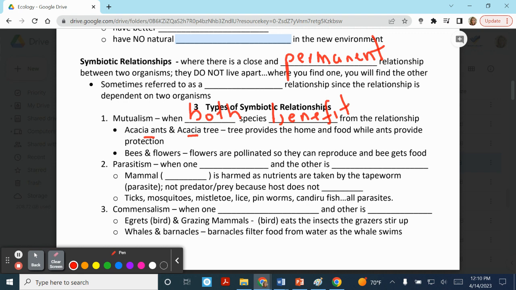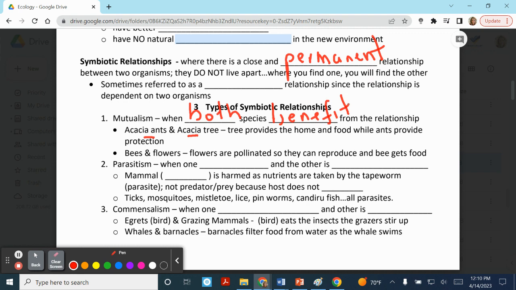Another example would be bees and flowers. So bees must have flowers for their nectar. And at the same time, the flowers, those plants, are getting pollinated and then they're able to reproduce. So they both benefit from that relationship. Bees must have flowers. And if you want plants and flowering plants, you have to have bees to pollinate them for us to continue to get generations of flowering plants.